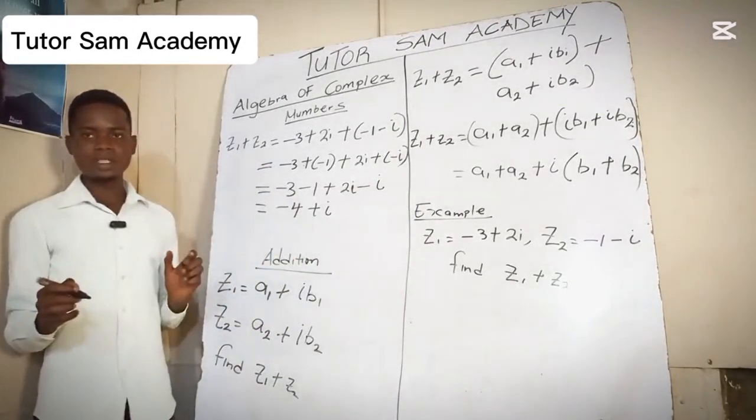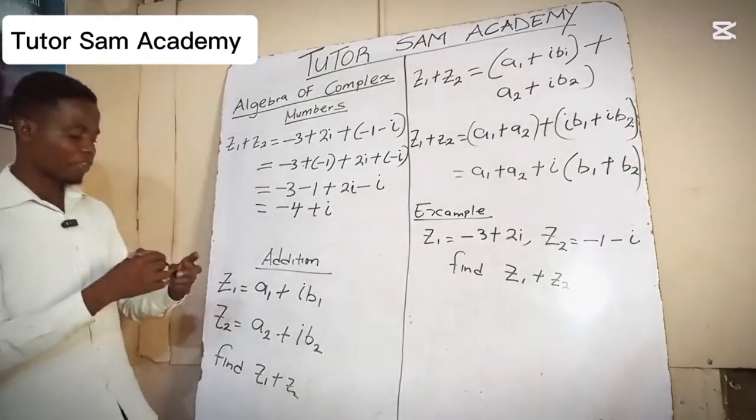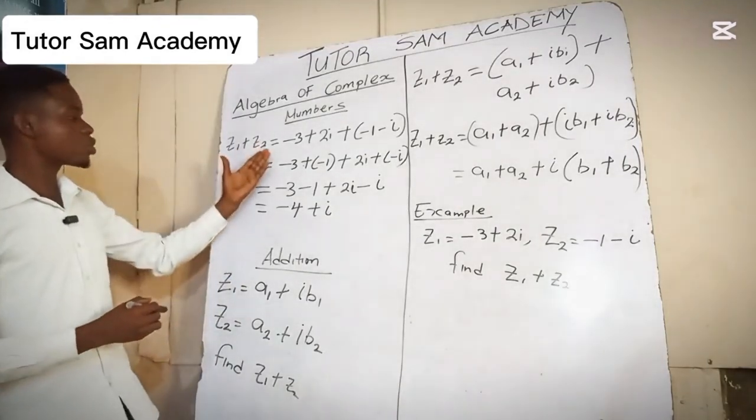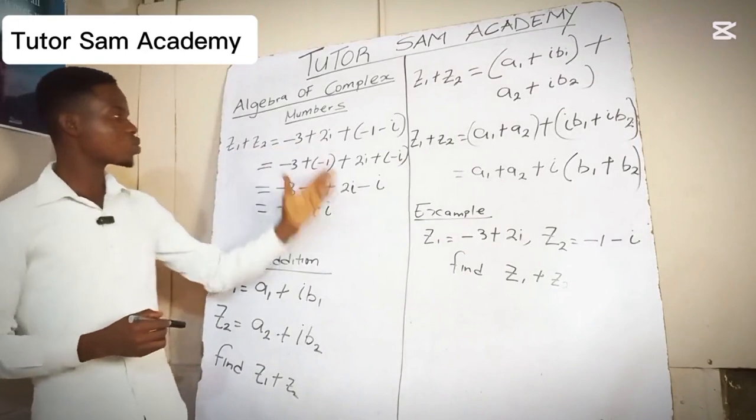I believe we understand. Now, let me just do a brief recap. Z1 plus Z2. This is Z1, minus 3 plus 2I.